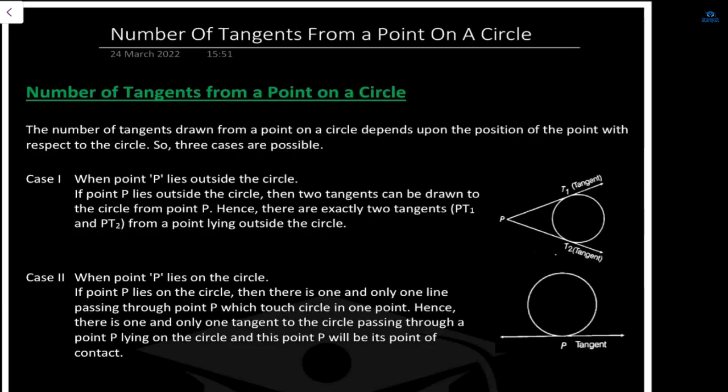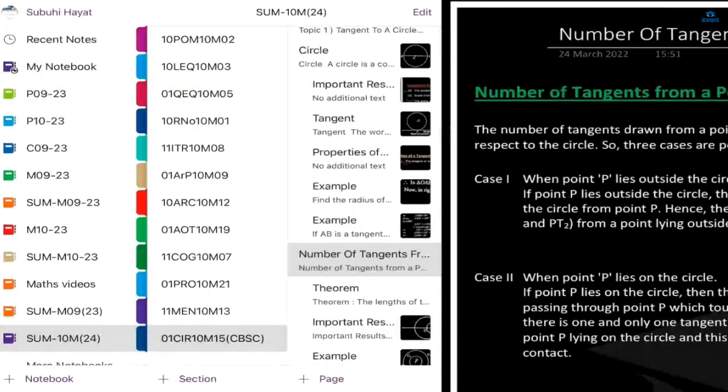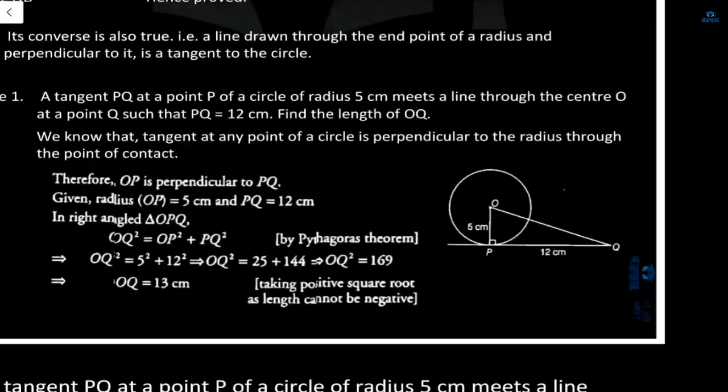In circles, we have seen what a tangent is, and I've explained it, and we have also seen one theorem of the tangent. So what is a tangent? A tangent is a line that touches the circle. A tangent touches the circle only at a single point. Now we have studied the theorem.